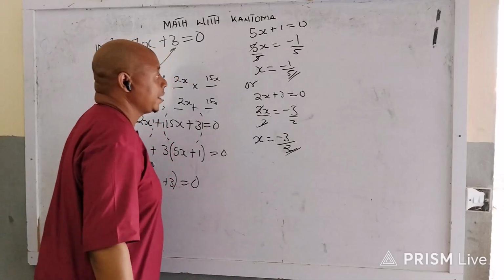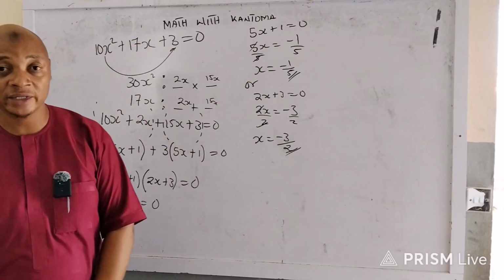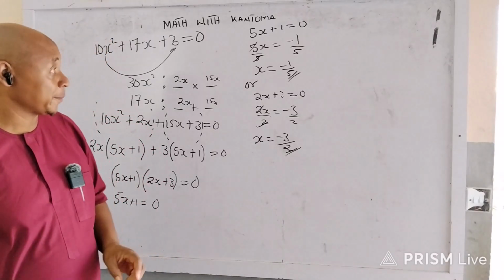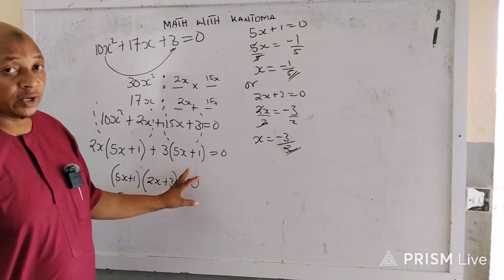So it's either the value of x is minus 1 over 5 or the value of x is minus 3 over 2. So now this is how to solve any quadratic equation using factorization.